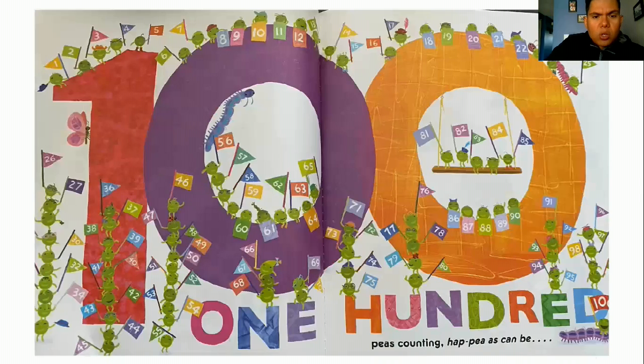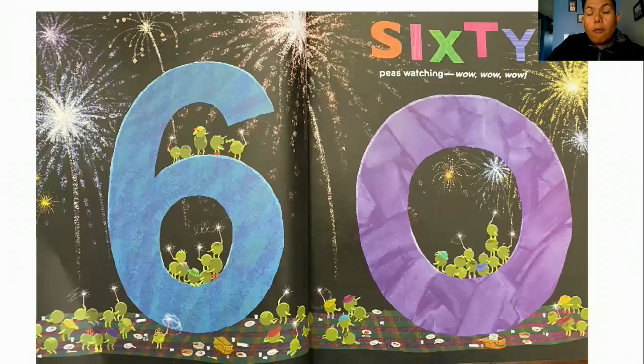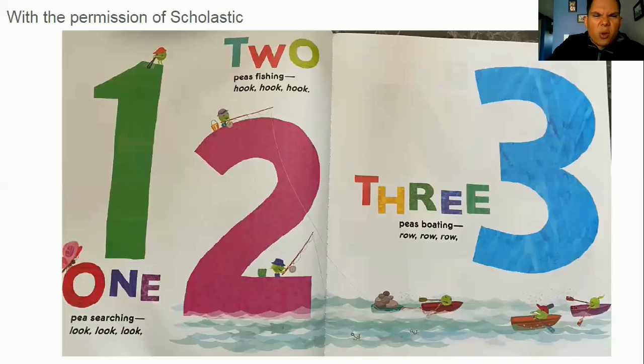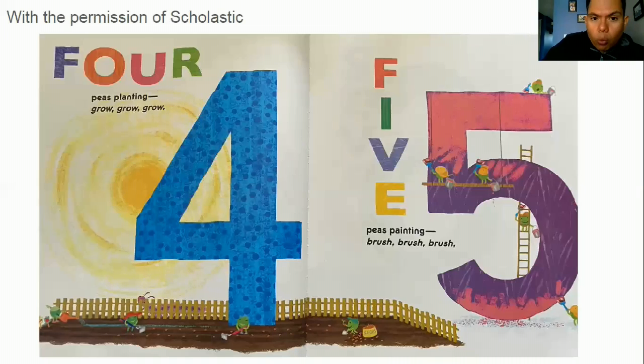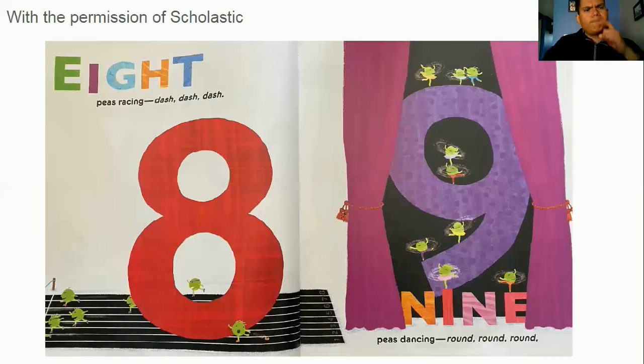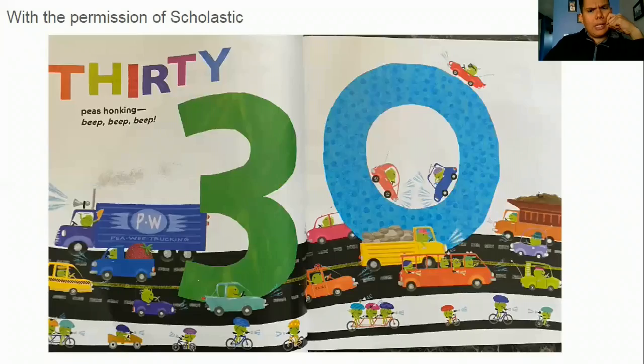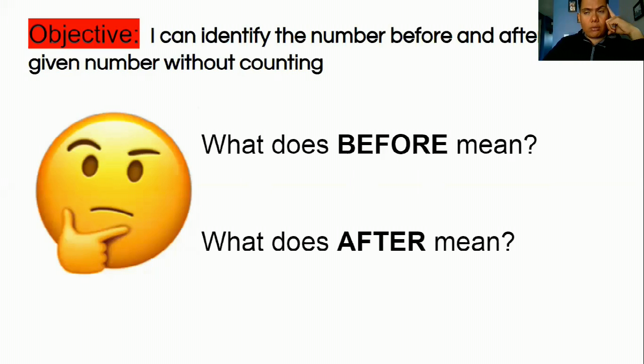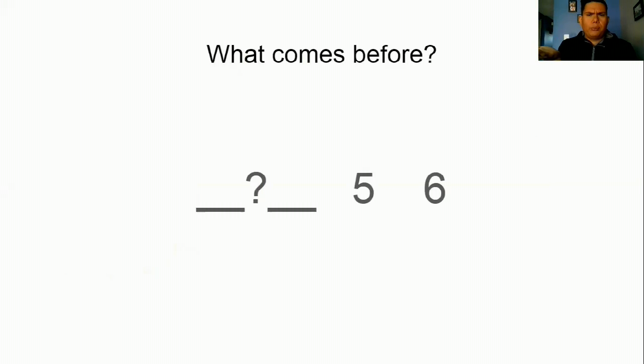From the book that we read, we noticed that the numbers are going forward, right? They're going by tens, but before, they were going by ones, and they were moving forward. So what do you think after means? I want you to keep that in your brain, okay? After also can mean forward. Say that with me. Forward. Excellent.